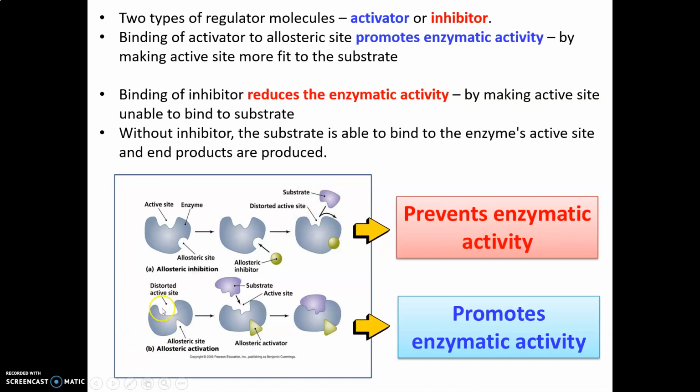Kalau dia adalah activator, apa yang berlaku? Sebelum ini, active site tadi memang distorted. Dia tidak fit dengan substrate. Somehow, binding of this allosteric activator dekat allosteric site may change the active site conformation to become more fit with the substrate, and now substrate may bind to the enzyme active site, and enzymatic activity is promoted. Akan berlakulah enzymatic reaction. Okay, itu adalah konsep untuk sekiranya ada binding of regulator molecule dekat allosteric site.